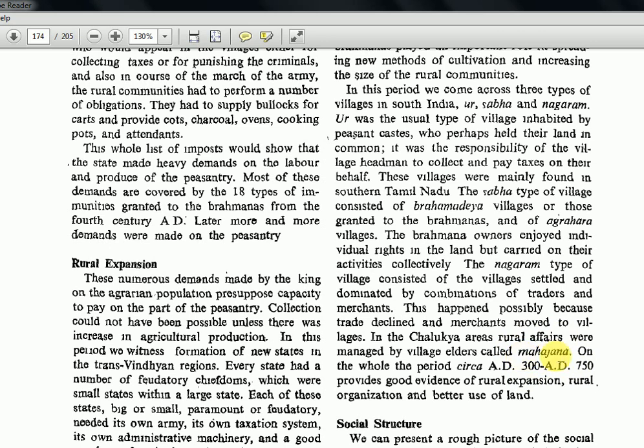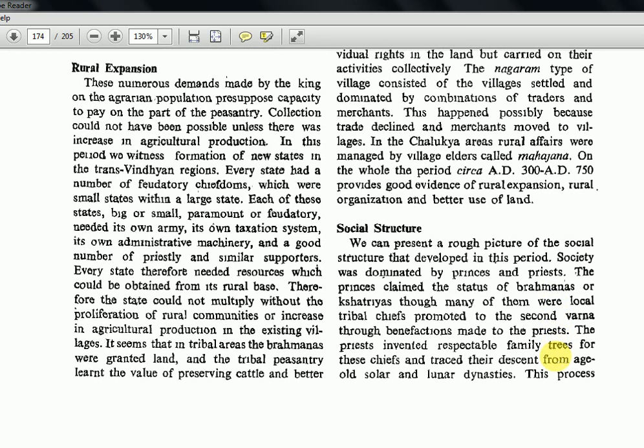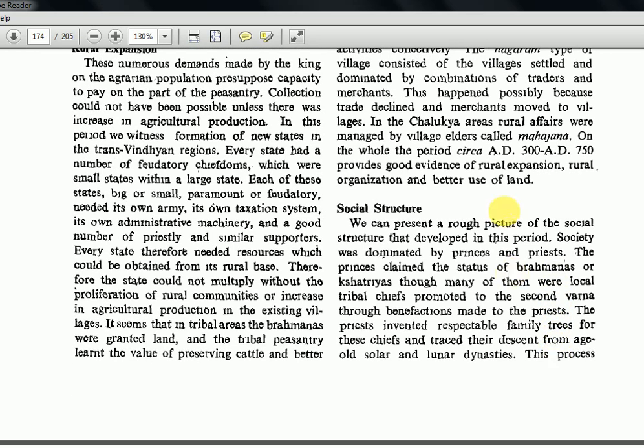On the whole, the period 300 to 750 AD, good evidence of rural expansion, rural organization and better use of land. These are the things which can be noticed as per the historians' evidences. Social structure. We can present a rough picture of the social structure that developed in this period. Society was dominated by princes and priests. The princes claimed the status of Brahmanas or Kshatriyas though many of them were local tribal chiefs promoted to the second varna through benefactions made to the priest.